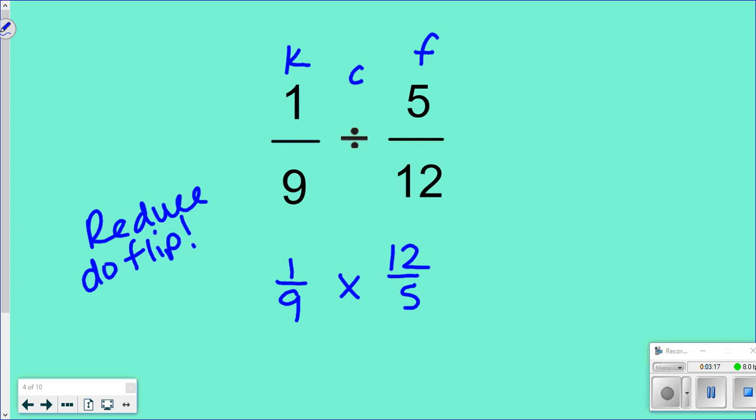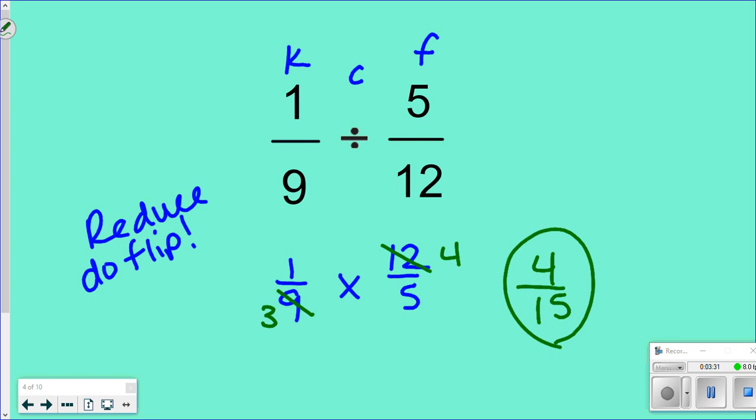Now, if I look at these, 1/9 and 12/5, I can reduce the 9 and the 12. 3 goes into 9 3 times. 3 goes into 12 4 times. Now you can multiply across. I get 4/15. It cannot be reduced again. And that, ladies and gentlemen, is my answer.